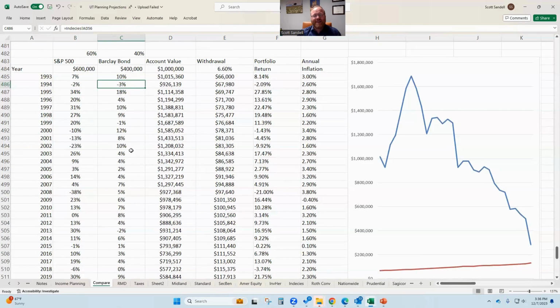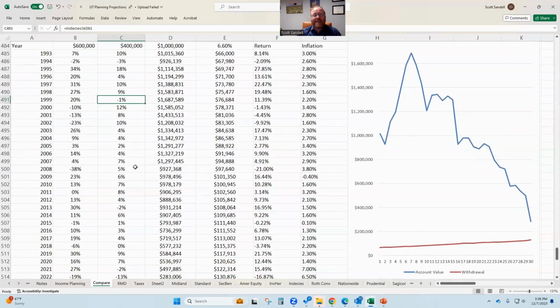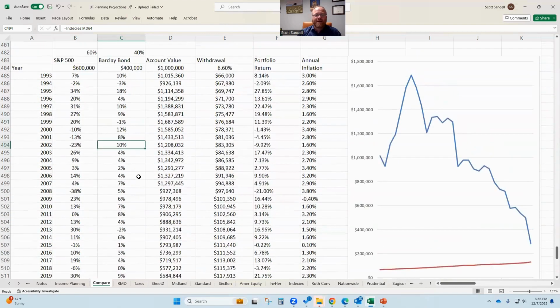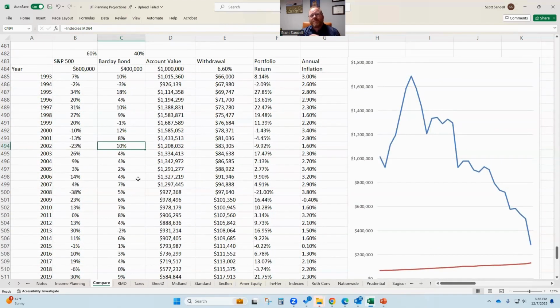You had 1994 was a tough year. '99, this is the dot-com boom, you know, the bust there. We had 9/11 that occurred, so we slammed interest rates down after 9/11. That's why you had good returns in the bond market. So we can't predict this order of returns, right? You can't just take an average here and assume that that's how your portfolio is going to work.